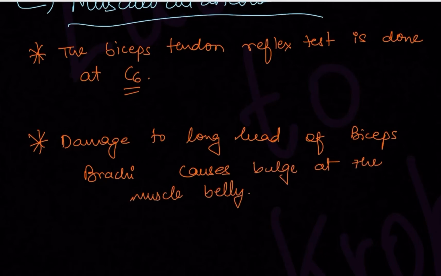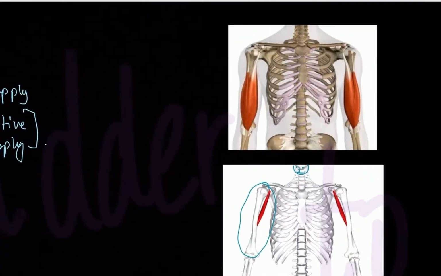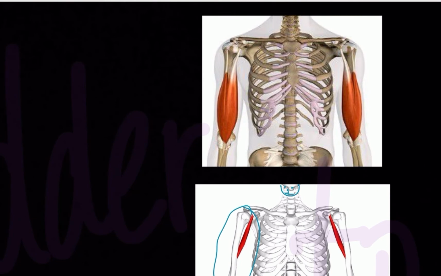I'll explain it with the help of a picture. Okay, and this is known as the Popeye sign. It's very easy to remember. Let's look at all these muscles and this damage through the pictures. So no need to worry about how to draw the pictures. No need to draw them first of all.